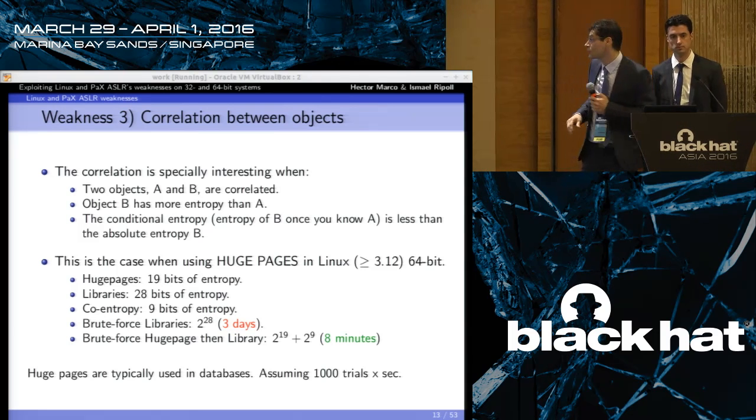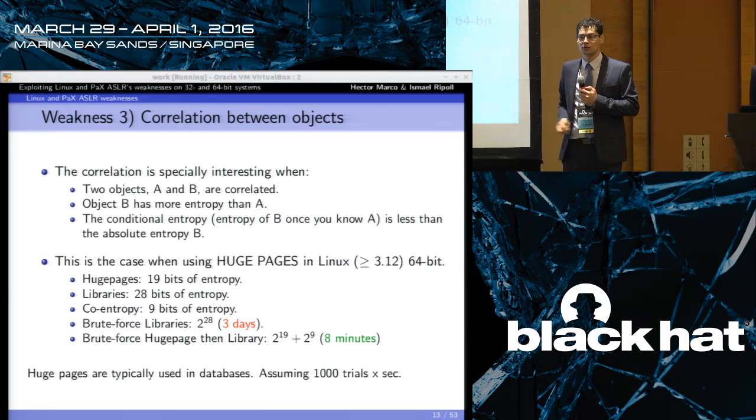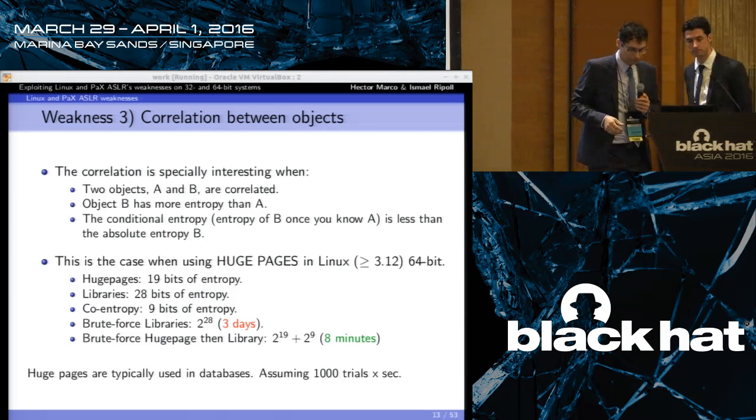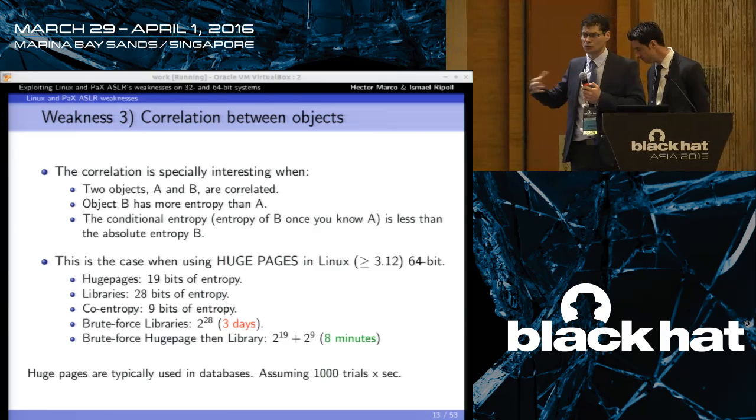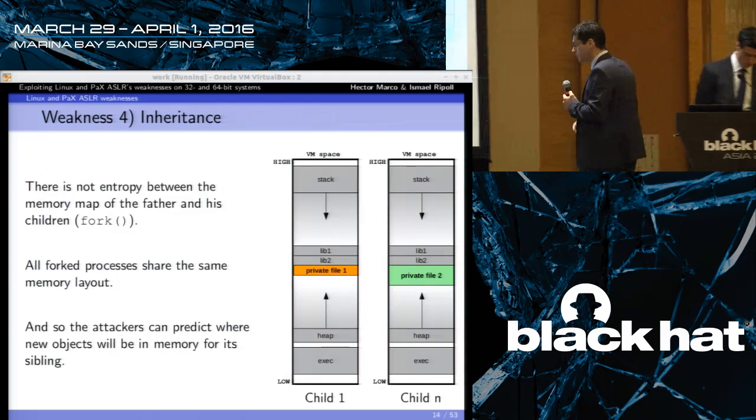Okay, huge pages today are basically used in databases and some scientific applications, but maybe in the future they are going to be used in a transparent way to load huge libraries or something like that. It depends on the configuration of the system. Okay, next.